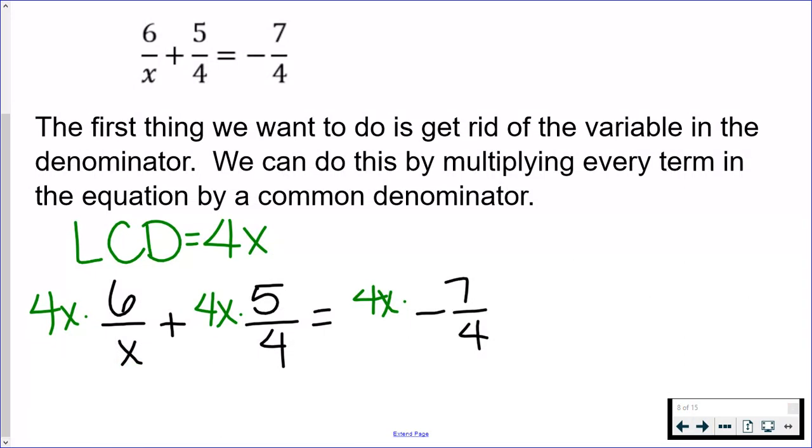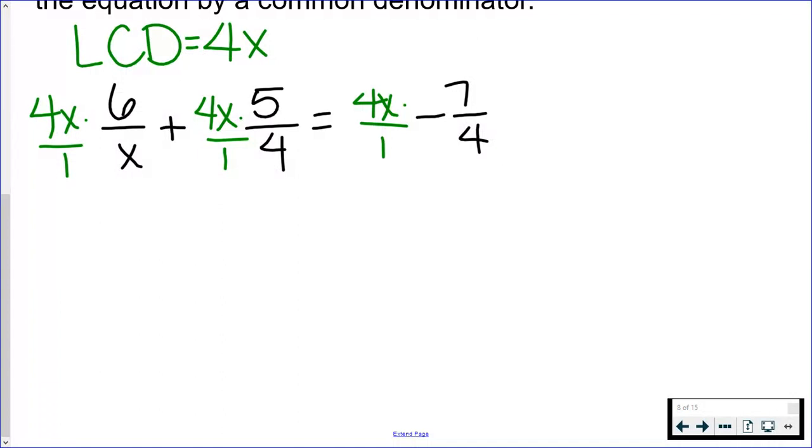So if you are uncomfortable with 4x being multiplied by a fraction, you can go ahead and put it over 1. That way you can see that you're multiplying the numerators together and the denominators together. So if you are more comfortable with just multiplying straight across, that's fine. So the first term would be 4x times 6 over 1 times x. The second term would be 4x times 5 over 1 times 4, and so on.